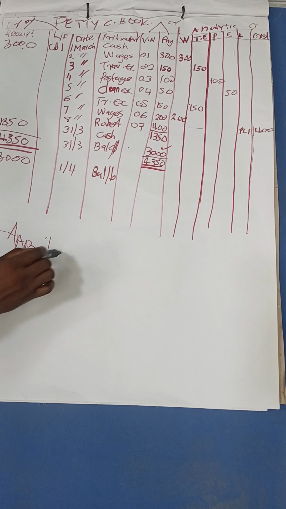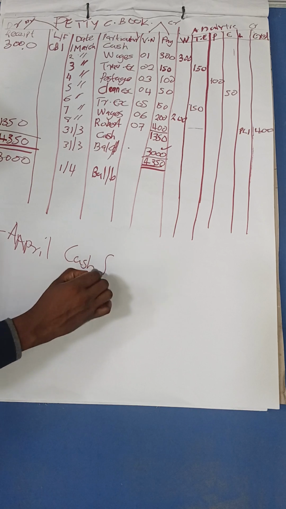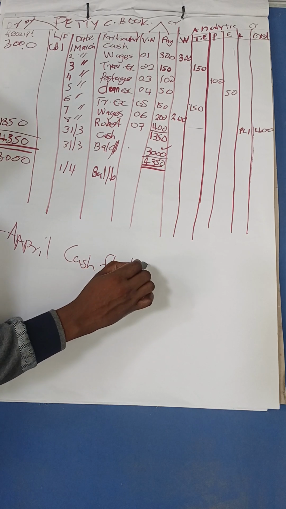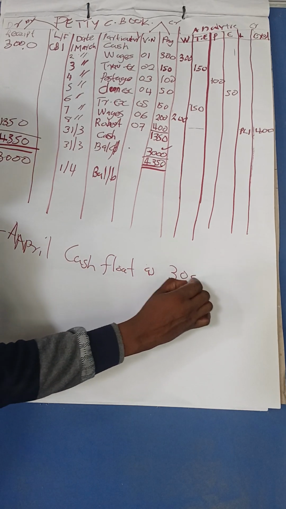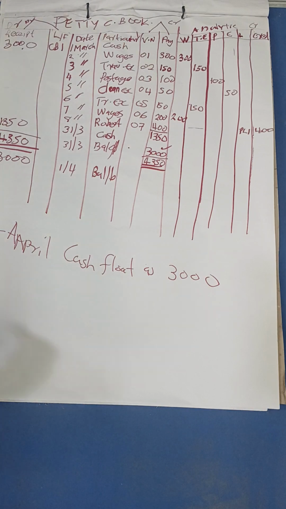So in April, I will have my cash float as 3,000 to start my payments also. So, and I will be done. That is how we balance our accounts, and that is how you are being reimbursed.